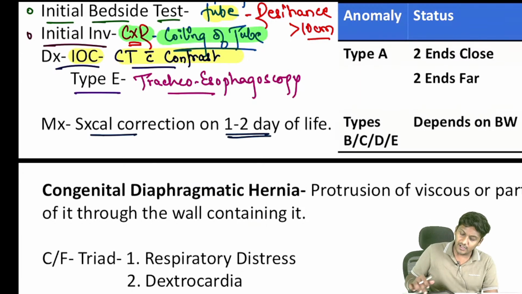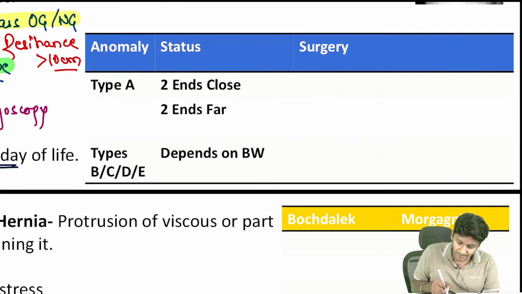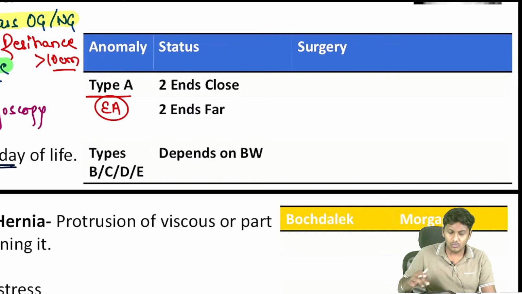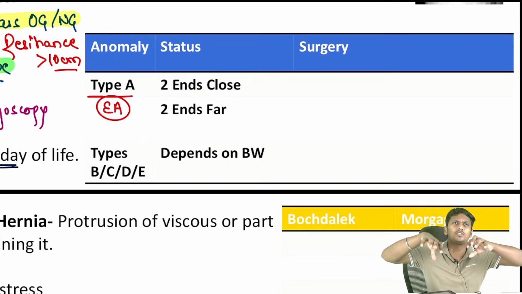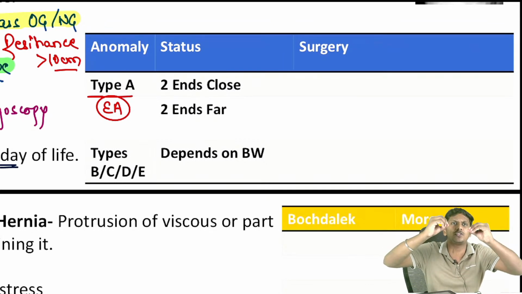Okay? If I talk about this condition now, what is the treatment or what are the surgeries that we do? For type A, bachcho, what was type A? Only esophageal atresia. Now, if there is only esophageal atresia, there is no fistula. So fistula का तो tension ही नहीं है. Only esophageal atresia is there. Esophagus are not connected to each other.